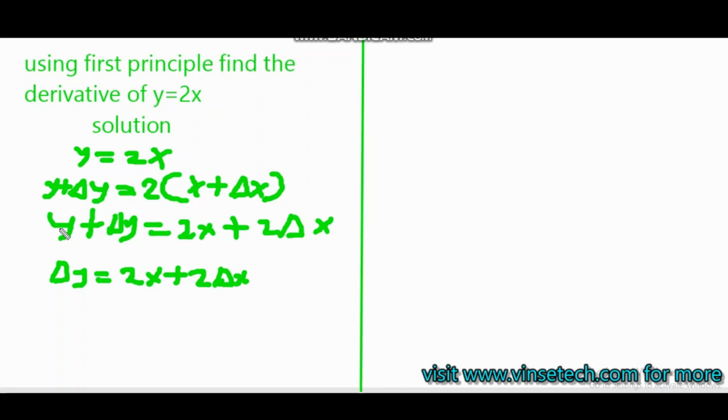Recall the y is crossing a negative sign, so we're going to have minus y. So I would also like you to recall that from the equation, y can be represented as 2x. The y here can be represented as 2x.